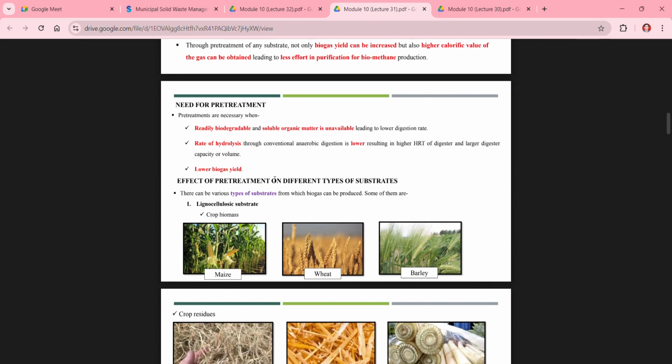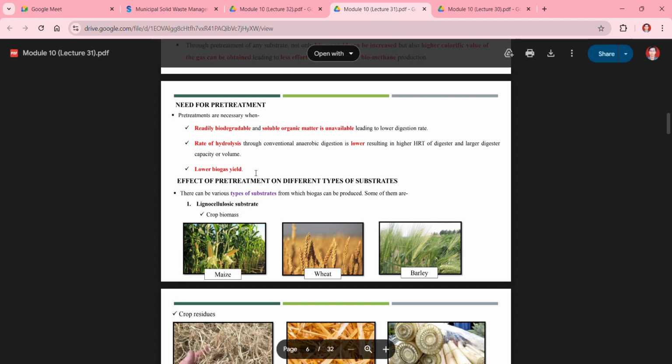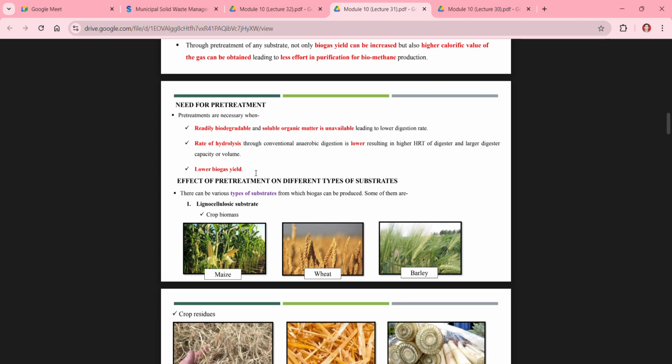Then why is there a need for a pre-treatment process? Pre-treatments are necessary when readily biodegradable and soluble organic matter is limited, which leads to lower digestion rates. The rate of hydrolysis through conventional anaerobic digestion is lower, resulting in a higher HRT of the digester, and a larger digester capacity or volume is required for proper decomposition, and it will result in lower biogas yield.